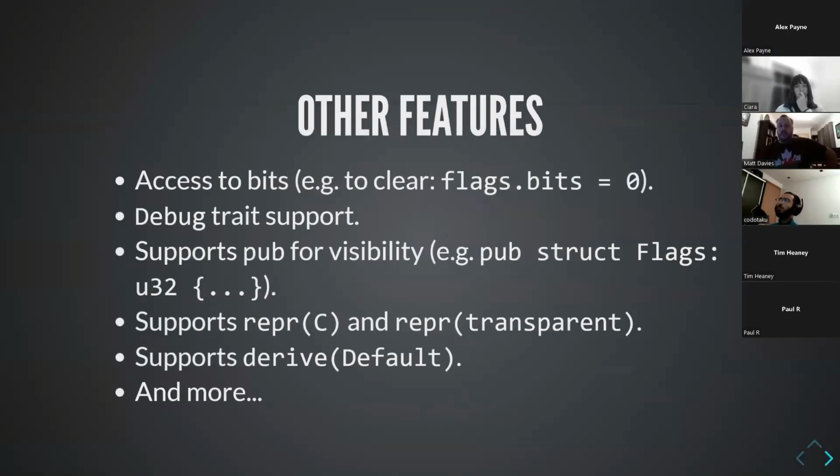And it also supports repr C and repr transparent, which is useful for interfacing with C. It also supports derivation for default. So if you derive default, you essentially get a default method that sets all the flags to 0. And there's a lot more. So again, have a look at the other documentation to see what else you can do.